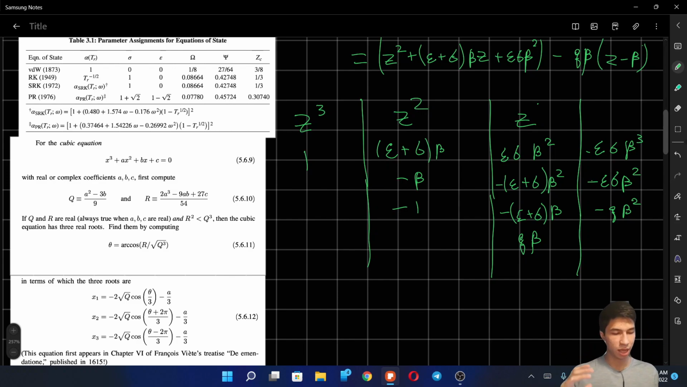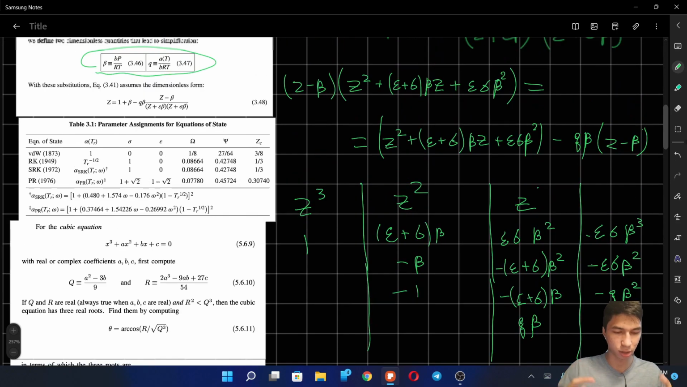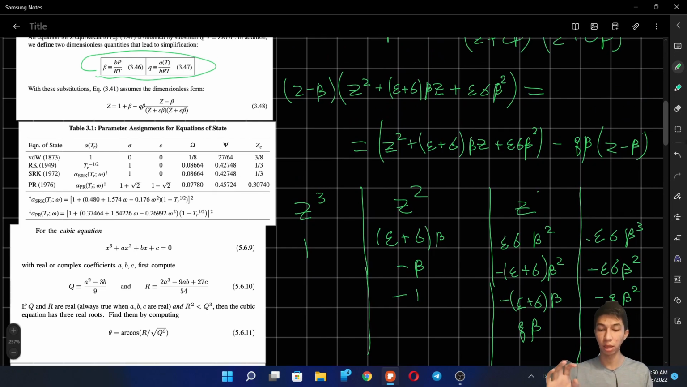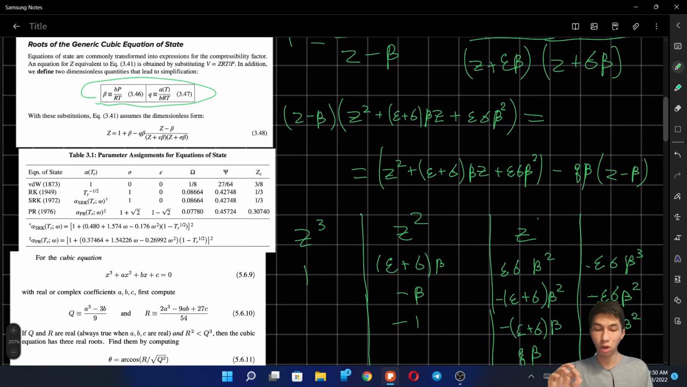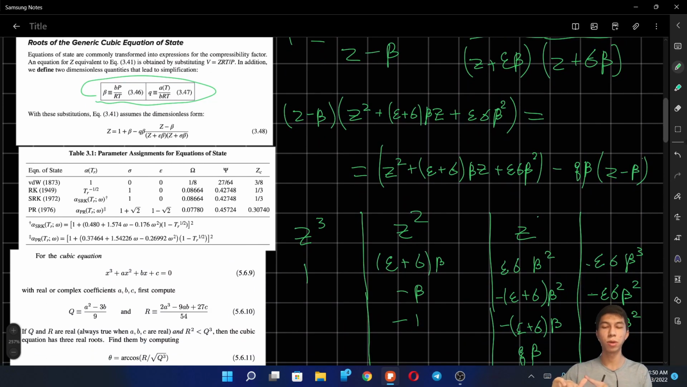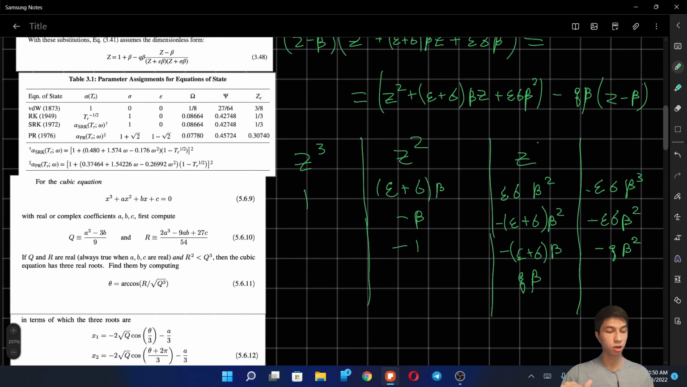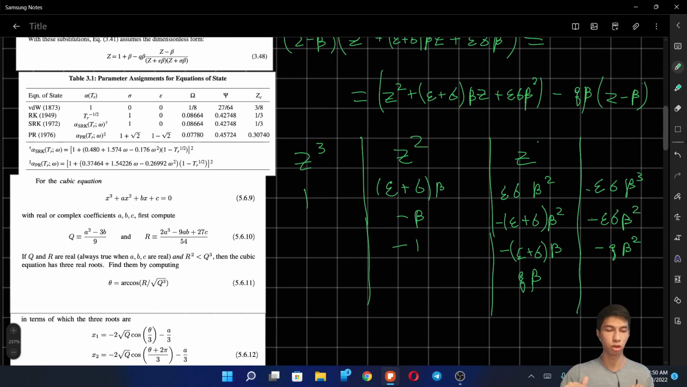So now this is our final answer for our cubic polynomial. We expressed our generic cubic equation of state in terms of the compressibility factor and found the coefficients for the cubic polynomial.